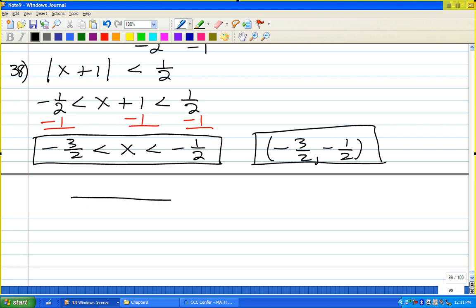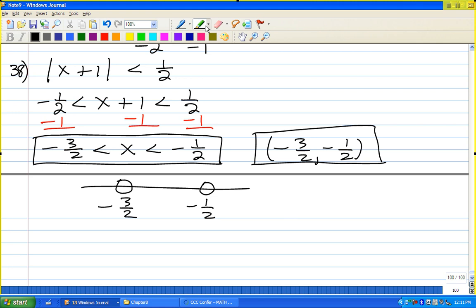It is all numbers from -3/2 to -1/2. It includes everything in between, but it does not include -3/2 nor -1/2. Let me do problem number 42.